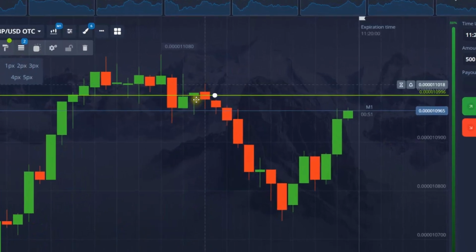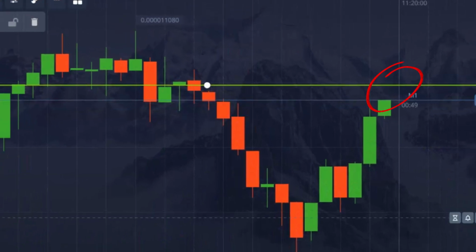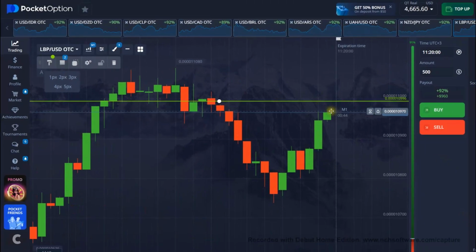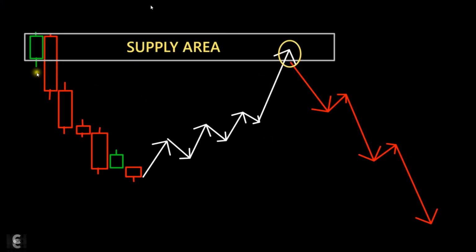Okay, I'm waiting for this entry right here, and I'll explain to you why I drew this horizontal line and why I'm waiting for the market to get to this point. So the strategy is very simple. What we do, we identify a proper supply area at this point. I've drawn this so that you can understand.